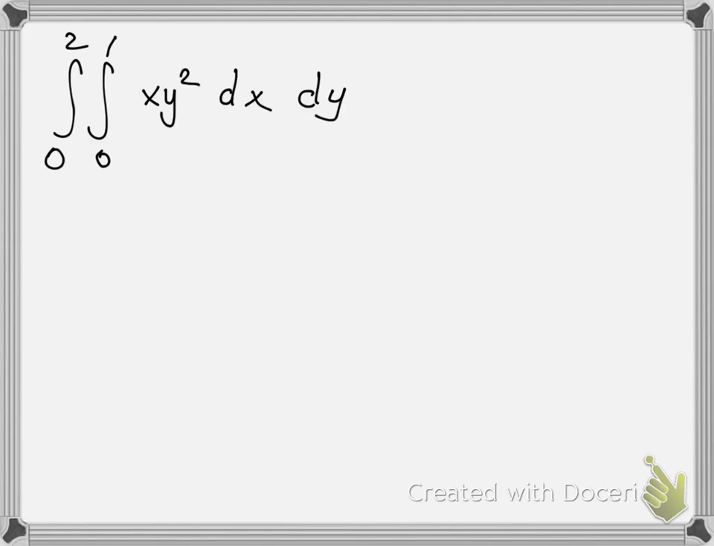Okay, so let's compute both integrals. So first we have xy squared dx dy. x is between 0 and 1, y is between 0 and 2. So again, guys, here you start first with x, right? So here we integrate first with respect to x.